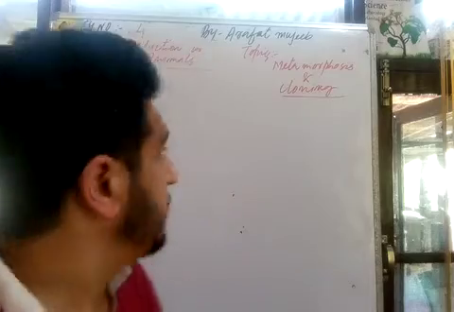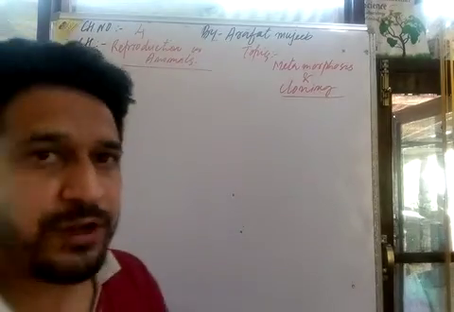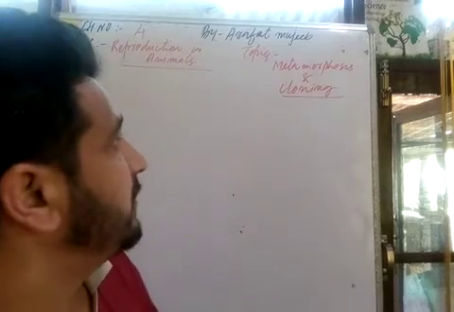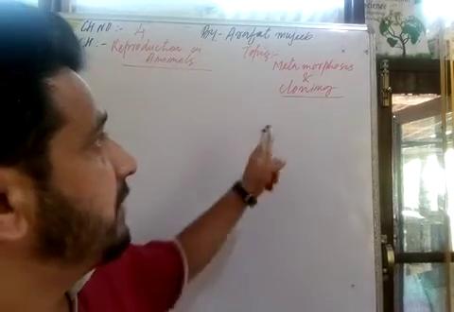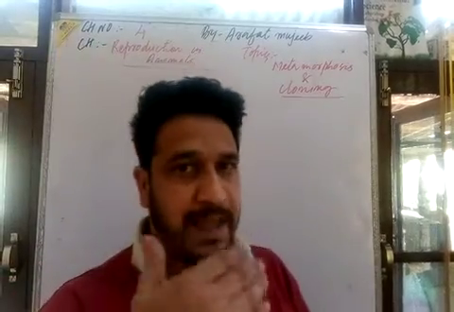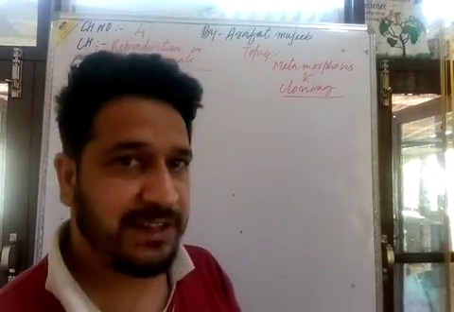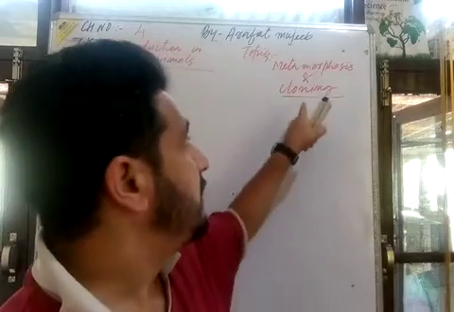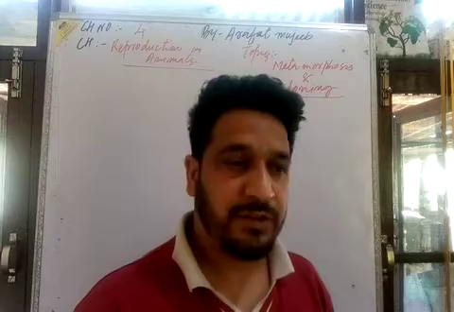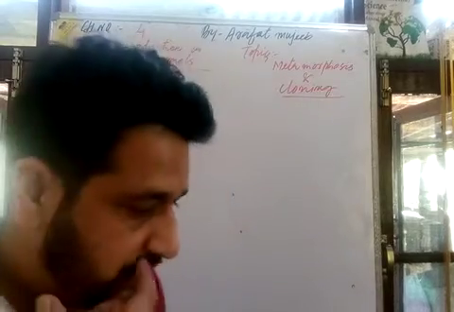Today I am with chapter number 4, Reproduction in Animals. It is 8th class science, and in this chapter let us have a discussion about metamorphosis in frog, that is, where in the life cycle of the frog a metamorphosis takes place. Another topic is cloning, what is cloning. Let us start, this is the last lecture of this chapter.